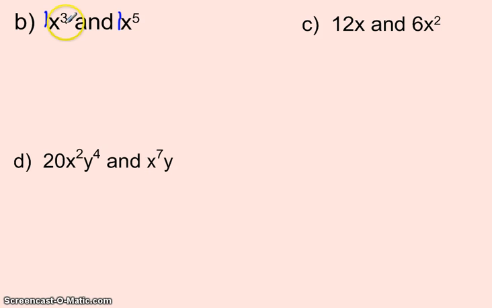The GCF, if you've got the same base, x cubed and x to the fifth, you just take the lower of the power. So the GCF is x to the third. It's that easy. All right, you just take the lower of the two powers. For C here, we've got 12x and 6x squared. Just take it piece by piece. Let's just look at the 12 and the 6. This is just like that first example with the 8 and the 12. Well, the greatest common factor between 12 and 6 is going to be 6.